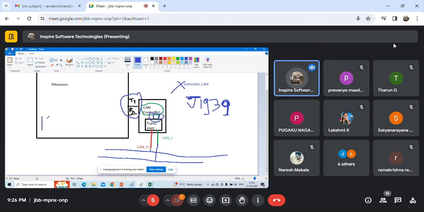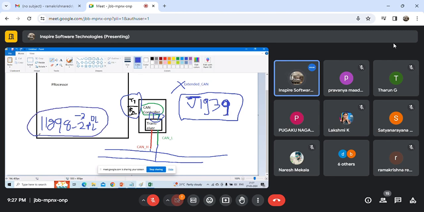Okay, CAN is the ISO 11898 series. This is the standard that we'll talk about. Within this you will have standard 2, standard 3, 4 like that, depending on the physical layer, data link layer, etc. J1939 is a standard which exists in parallel to this 11898. This is an ISO standard, and again you will have European standards and American standards. You have so many other standards.